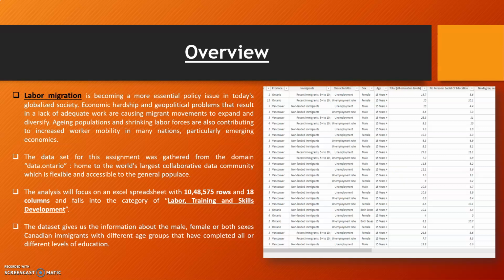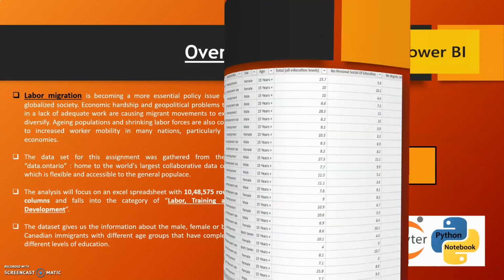The analysis will focus on an Excel spreadsheet with 1,048,575 rows and 18 columns, and falls into the category of labor, training, and skill development. The dataset gives us information about male, female, or both sexes Canadian immigrants with different age groups that have completed all or different levels of education.